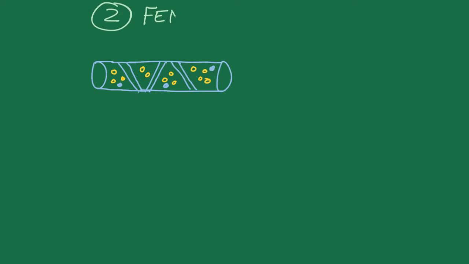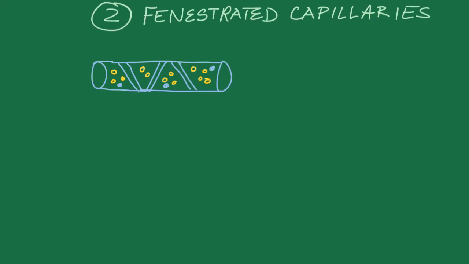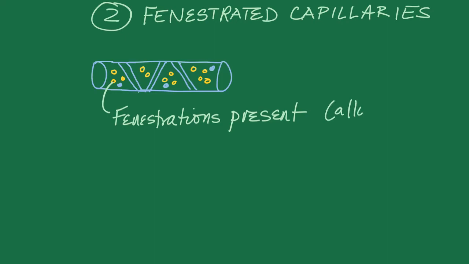This is the second type of capillaries, the fenestrated capillaries. You see the fenestrations shown as yellow circles. And these fenestrations allow small substances to pass through. That would be water, ions, or nutrients, such as glucose and amino acids.